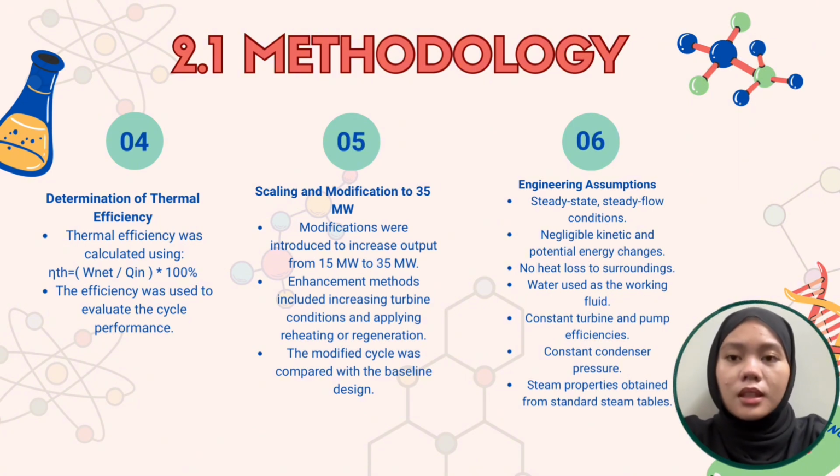The fifth is scaling and modification to 35 MW. Modifications were introduced to increase output from 15 MW to 35 MW. Enhancement methods included increasing turbine conditions and applying reheating or regeneration. The modified cycle was compared with the baseline design.